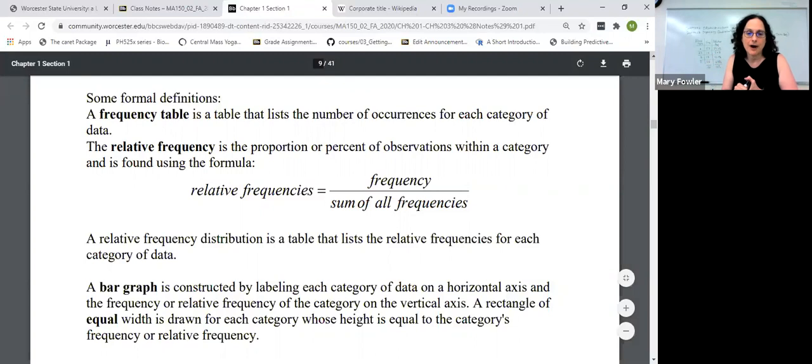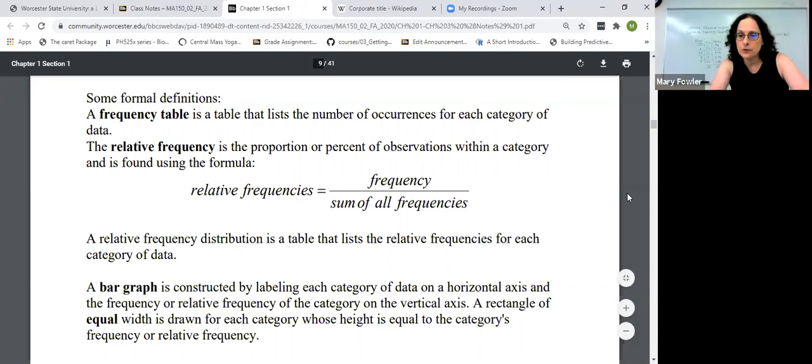So we have the bar graph, or the bar chart, which is constructed by labeling each category of data on the horizontal axis, right? And the frequency or relative frequency, depending on which one you're graphing, on the vertical axis. Okay, so the widths of these rectangles or bars are about the same.